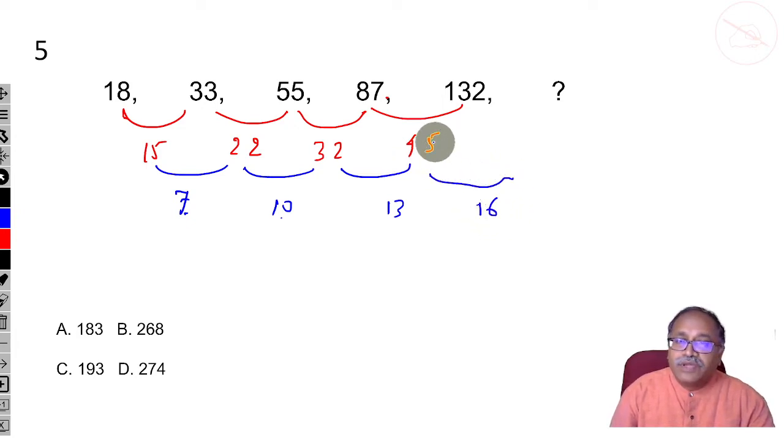So 45 plus 16 is 61. So add 61 in order to get the answer. 2 plus 1 is 3, and 19.